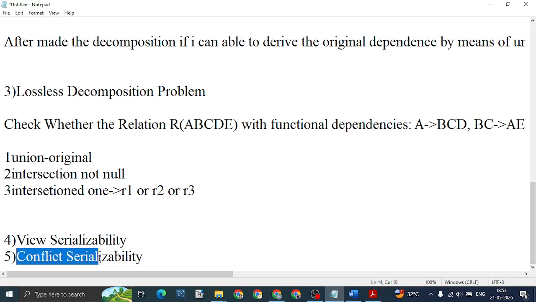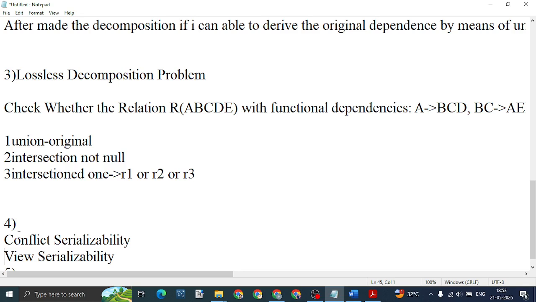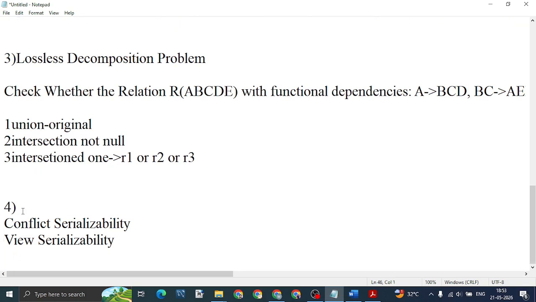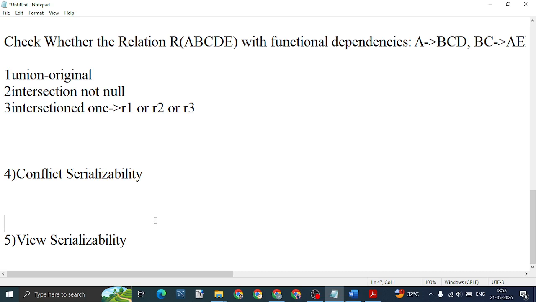So I have made them. First we look into the conflict serializable one, then move on to the view serializable. Okay. So this is my fourth one and this is my fifth one. So what is the meaning of conflict serializable and view serializable? What is the meaning of serializability?